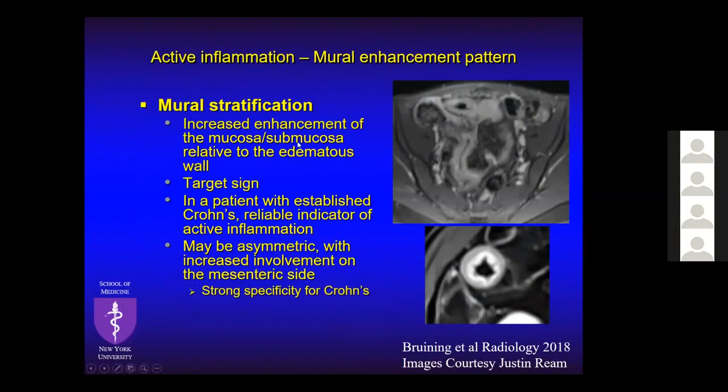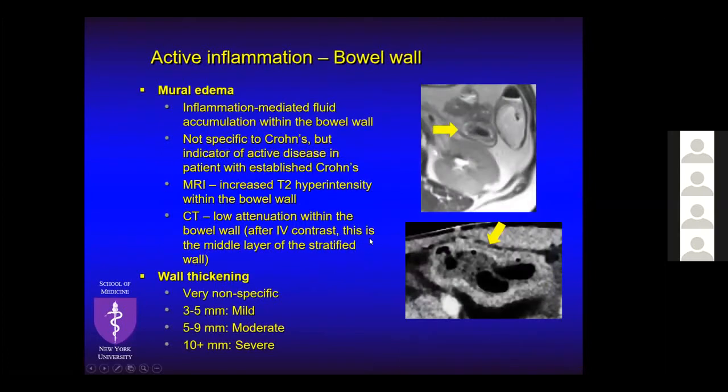But essentially what you have is active inflammation. So active inflammation, mural stratification, that's where you see this layered enhancement where it's hyperintense along the mucosa, then you have that hypointense area in the submucosa, and then hyperintense again in the serosa. That target sign is a well-established indicator of active inflammation. Here you can see it. This is a little blurry, so it's not as pretty, but you can clearly see the smooth mural enhancement here. Active inflammation of the bowel wall.